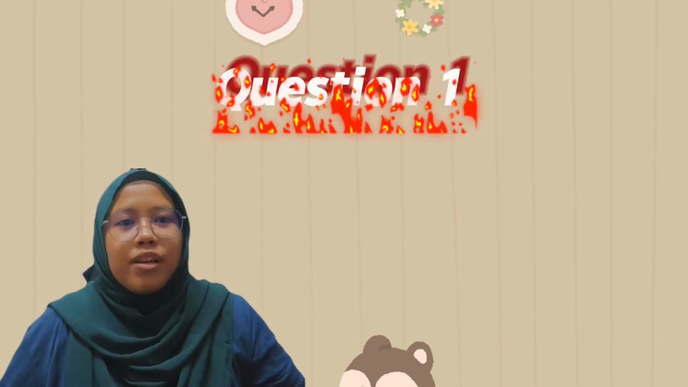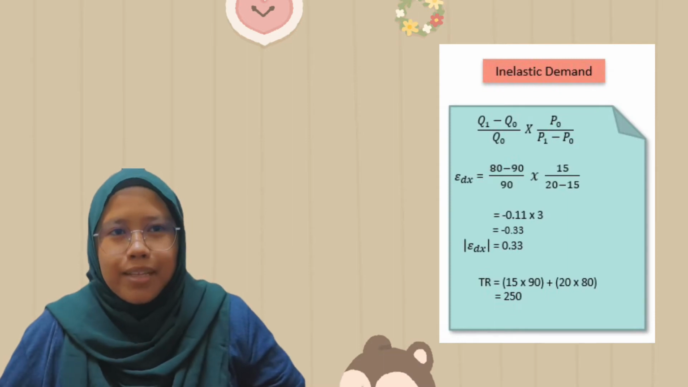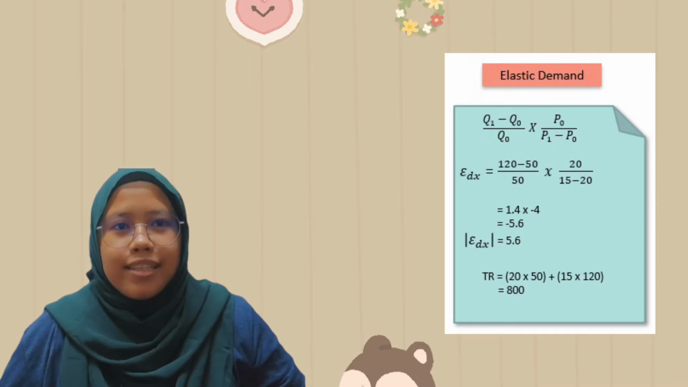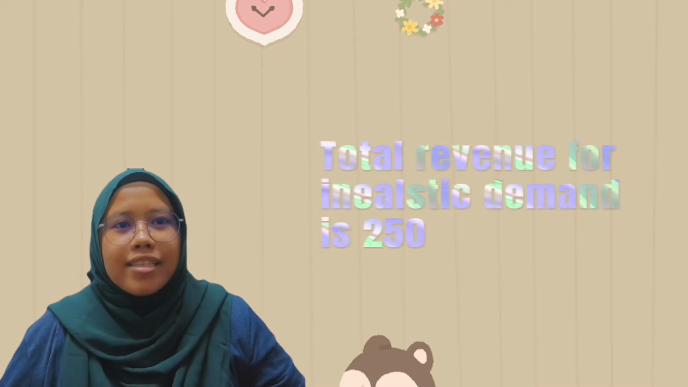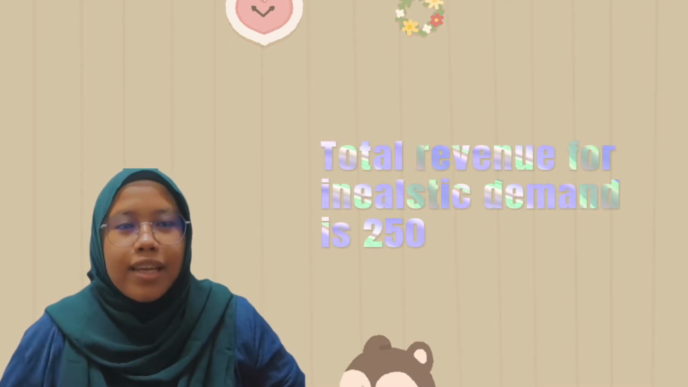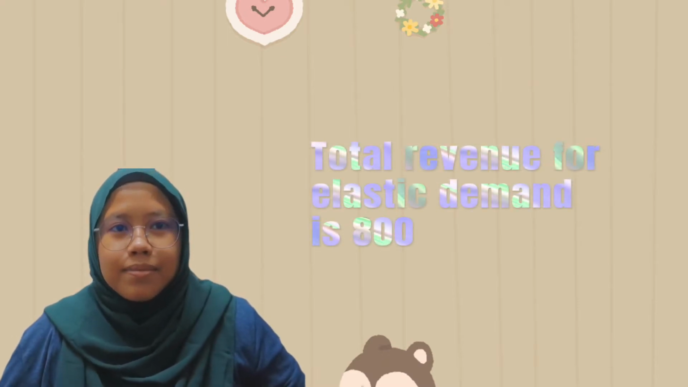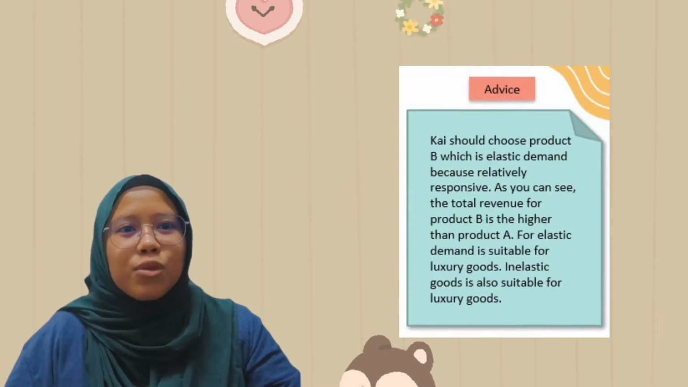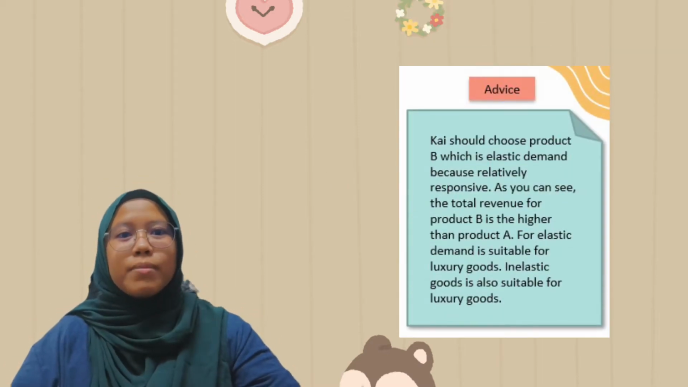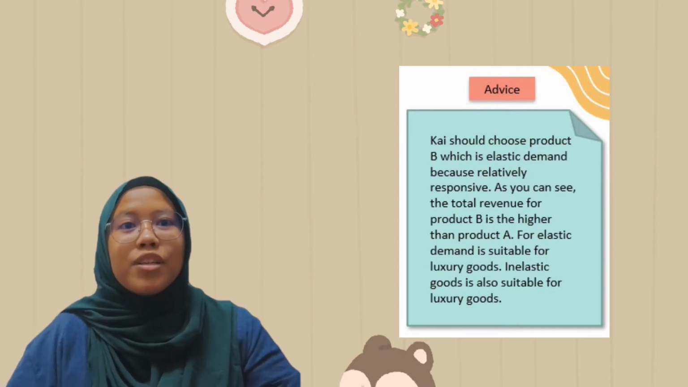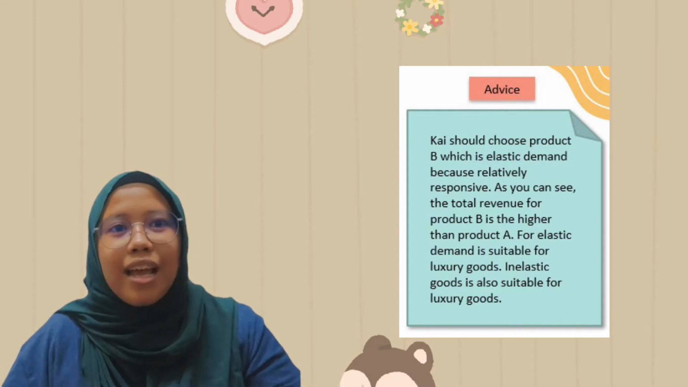This is our calculation for inelastic demand, and this is our calculation for elastic demand. As you can see, total revenue for inelastic demand is 250. However, total revenue for elastic demand is 800. So my advice to Kai is to choose product B because it is relatively responsive. As you can see, the total revenue for product B is higher than product A.